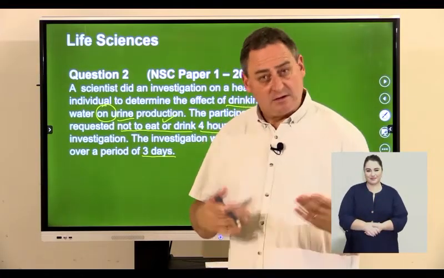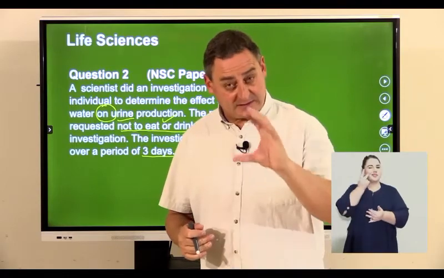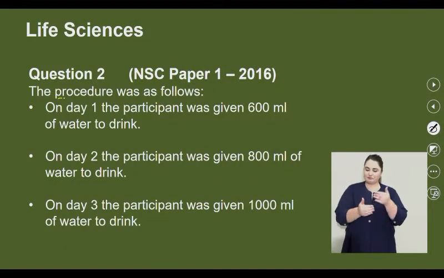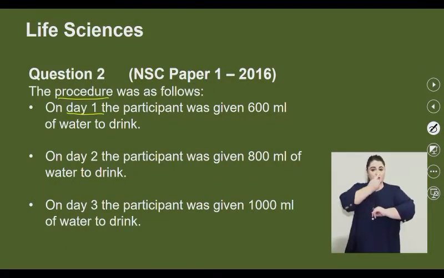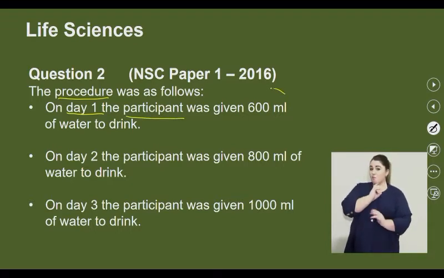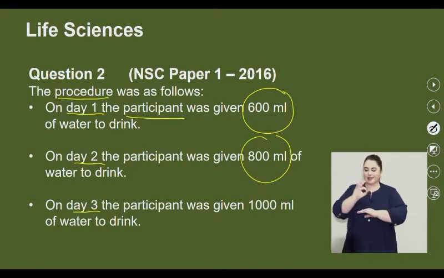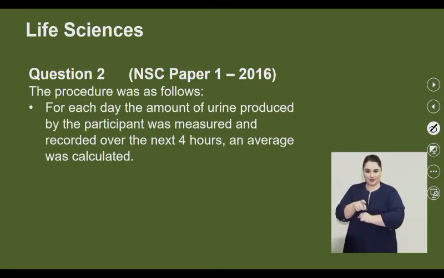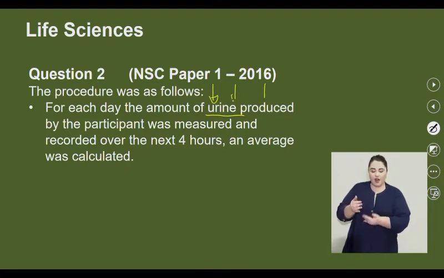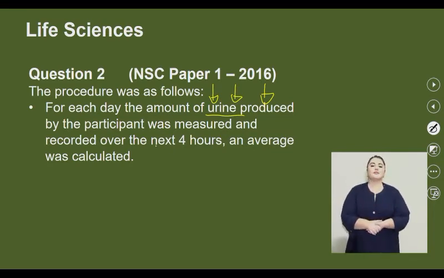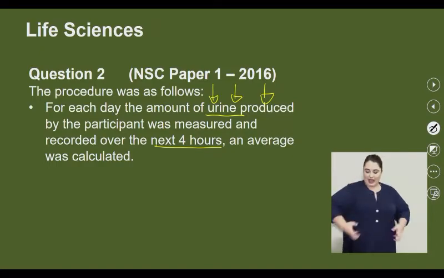So now, how was this specific investigation done? Let's look at how they described it in the paper of that particular year. The procedure, let's understand this. On day one, the participant, noticed one person only was used, was given this amount of water to drink. On day two, they gave him more water to drink. On day three, they gave him even more, a whole liter to drink. And what happened next? For each day, after giving him those different volumes of water to drink, they checked the volume of urine that he excreted, recorded after 4 hours for the kidneys to perform their function.